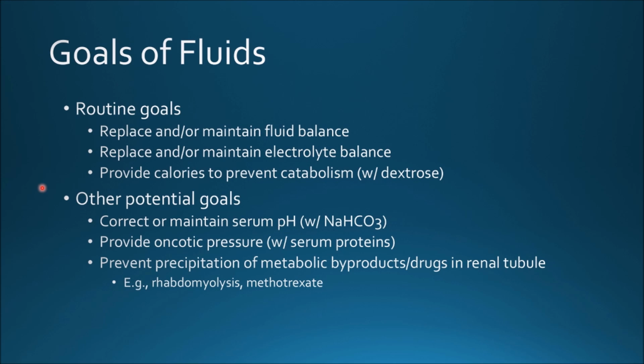Okay, and then also we want to consider giving them calories to prevent catabolism. Catabolism is what? Breaking down the body, right? As opposed to anabolism, where we're actually building things back up. So that's why we usually include dextrose with a lot of our fluids, because that is at least providing them some calories. They're not going into a full-on starvation state. Now, if I give someone D5 normal saline, is that going to take care of all their nutritional needs?